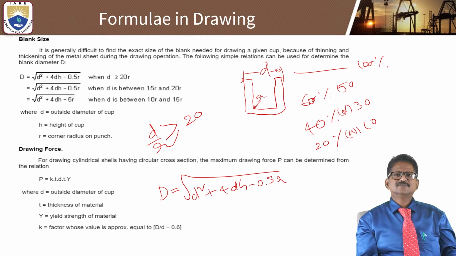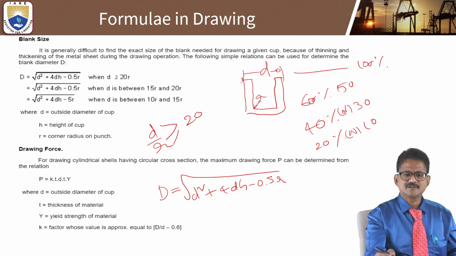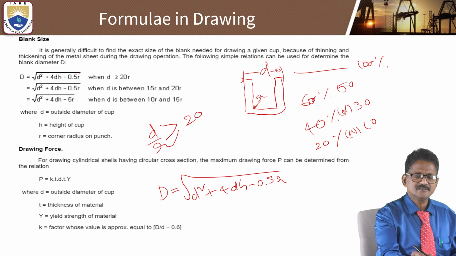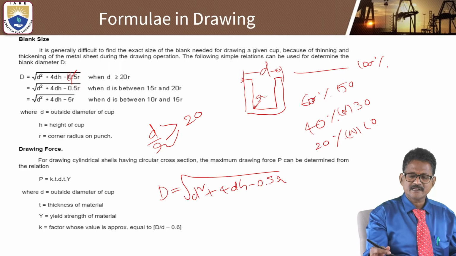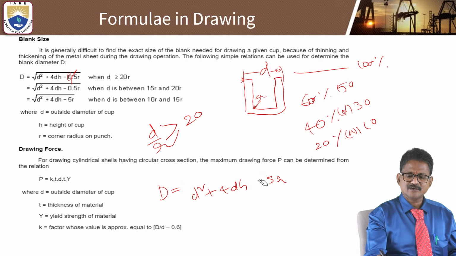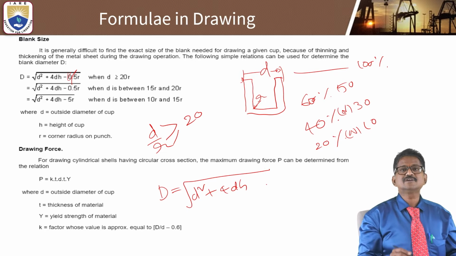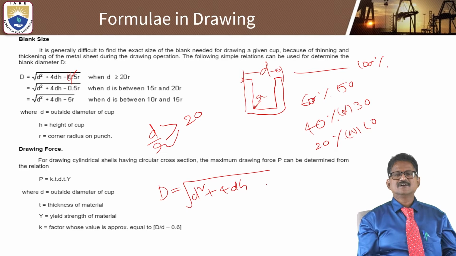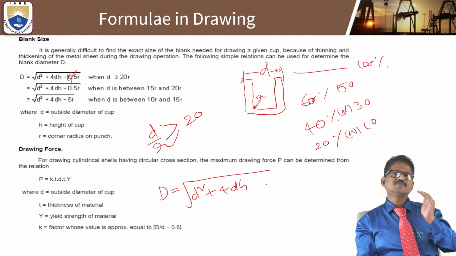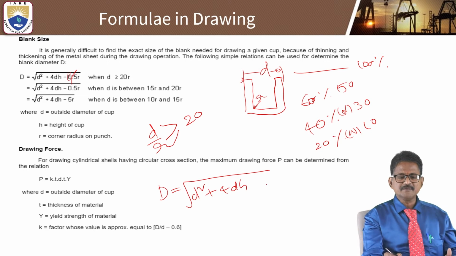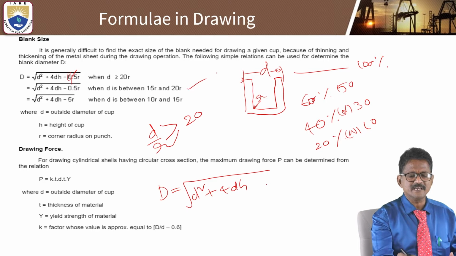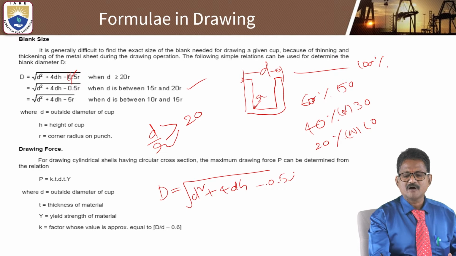Okay. So sorry, this is wrong only. Above 20, so this is not there. Directly, no deduction of this thing. Only blank size is equal to root of d square plus 4dh, where the d by r ratio will be greater than 20. If in between 15 to 20, almost all you can deduct 0.5 r.